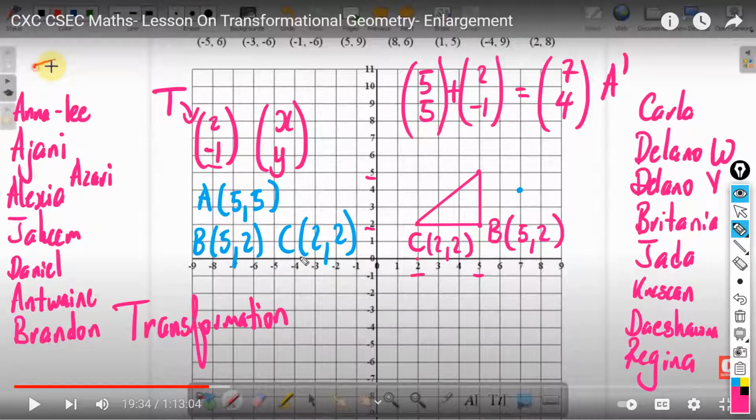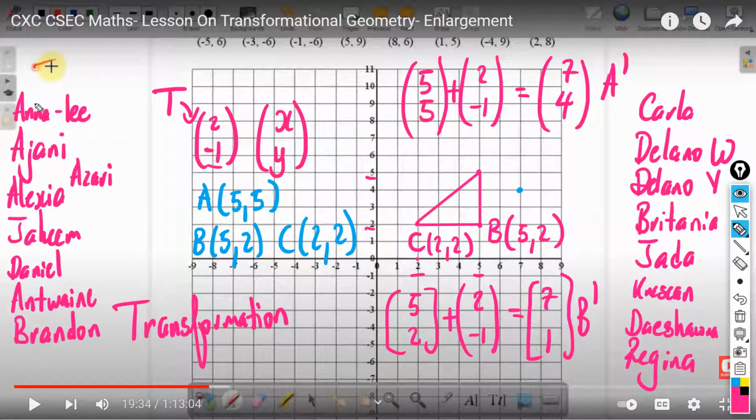So we're going to do the same thing for the B, guys. Remember, B is 5, 2. And we're just going to add 2 minus 1. And we're going to end up with 7. And then 2 plus minus 1 is 1. So the new point for B prime is 7, 1. So 7 for the x-axis, and then 1 for the y-axis. So let me just rub this out. So the new point, guys, is going to be, let me make it blue. It's right here, 7 and 1.